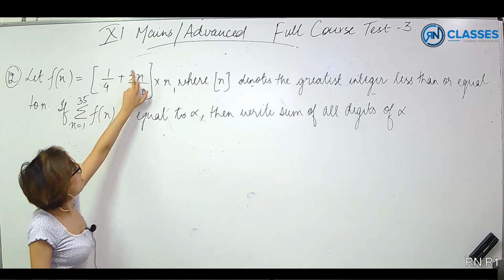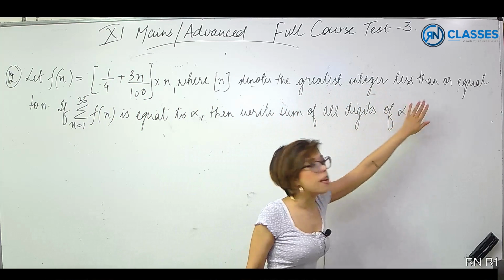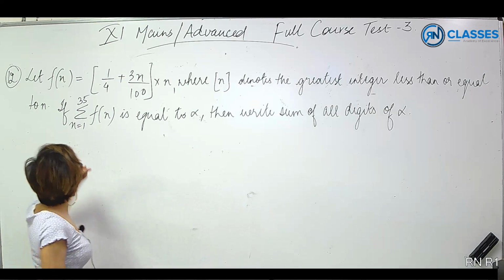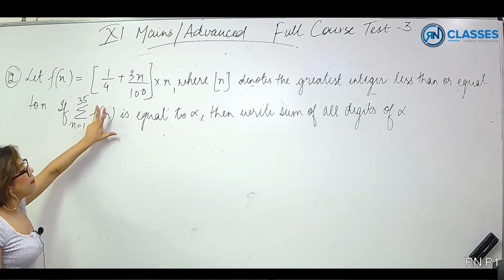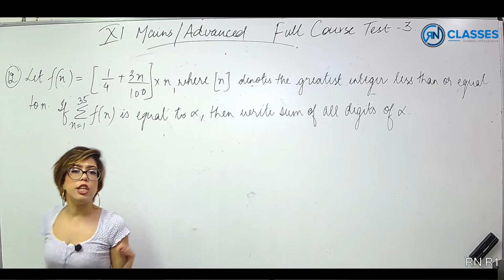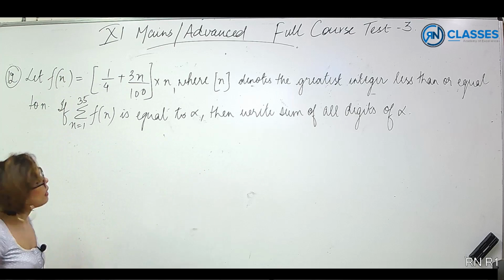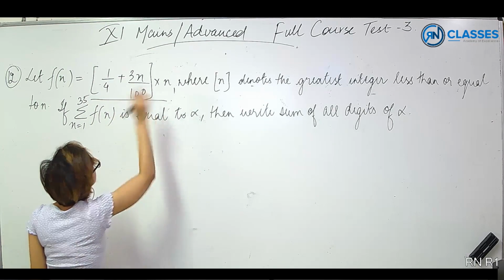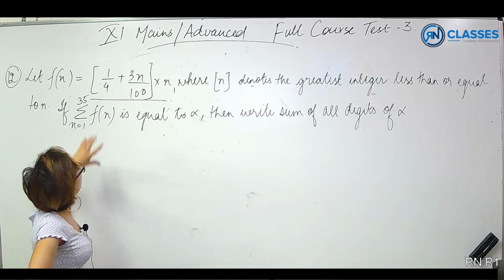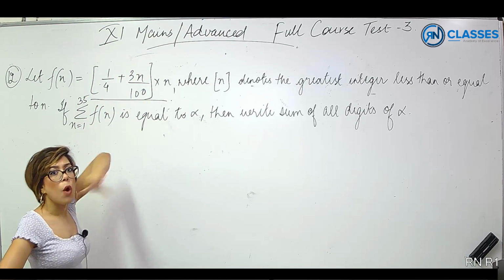It is 1/4 + 3n/100, and this function is obviously the greatest integer less than or equal to n. Basically the greatest integer function. Now he says if the summation with n varying from 1 to 35 is equal to alpha, then write the sum of all digits of alpha. Basically I need to add all of these terms when n varies from 1 to 35. Mind it, I need to write all of these terms, and I need to multiply each term by n. Okay, I'll do that. Now, this is the greatest integer less than or equal to this number.